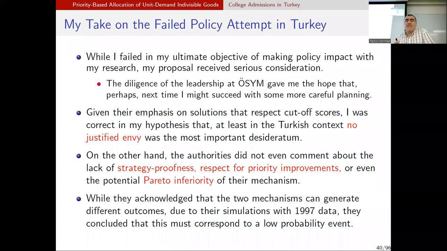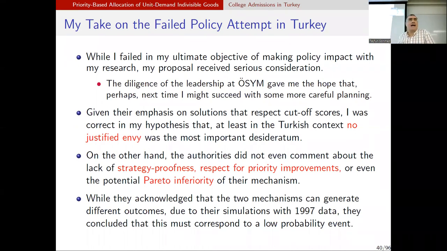Given the emphasis on solutions that respect cutoff scores, I was correct in my hypothesis that, at least in the Turkish context, no justified envy was the most important disease around. Okay, that was the big deal. On the other hand, the authorities did not even comment about lack of strategy-proofness, respect for priority improvements, or even potential Pareto inferiority of the mechanism. Why? Because these things are invisible to them.